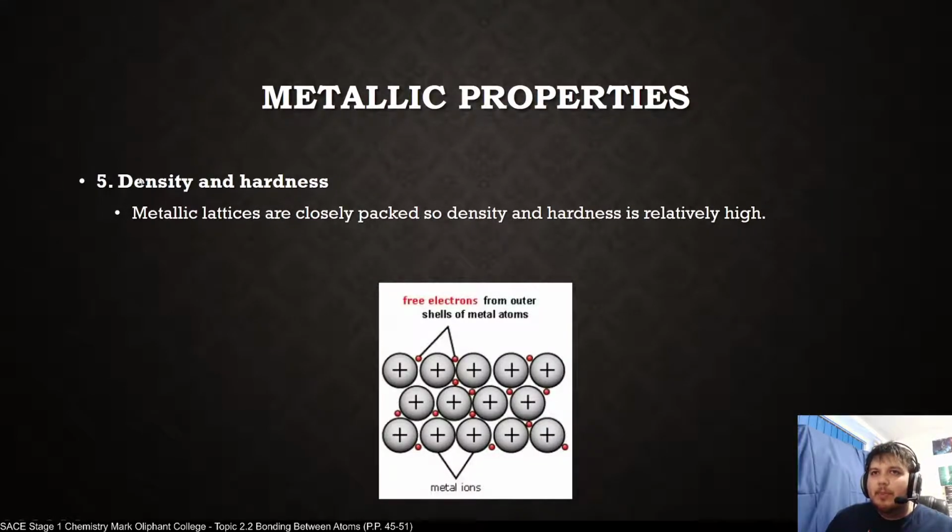And lastly, we have density and hardness. Since the metallic lattices are closely packed, density and hardness are going to be relatively high. Since we just have these big metal cations and these little electrons, our metal cations are going to be able to get as close to each other as possible. This one is probably going to be surrounded by electrons, and then our cations are going to push right up next to it to try and get as close to those electrons as possible. So they're both going to try and get really close, and that'll make it really dense and also really hard.